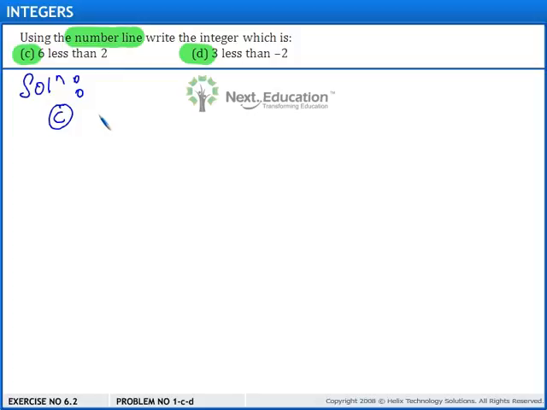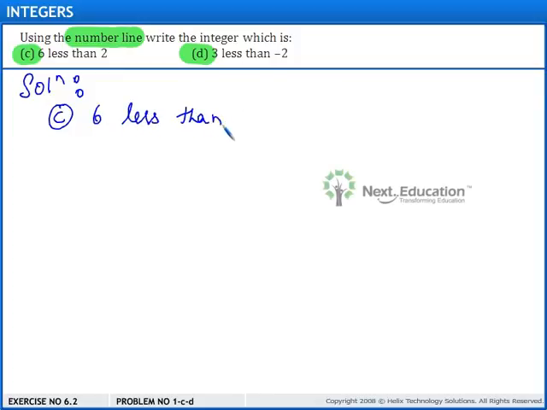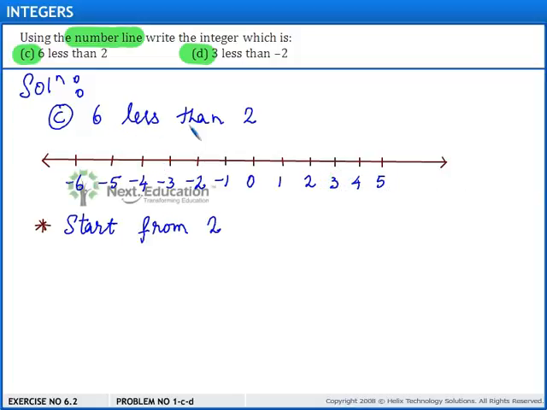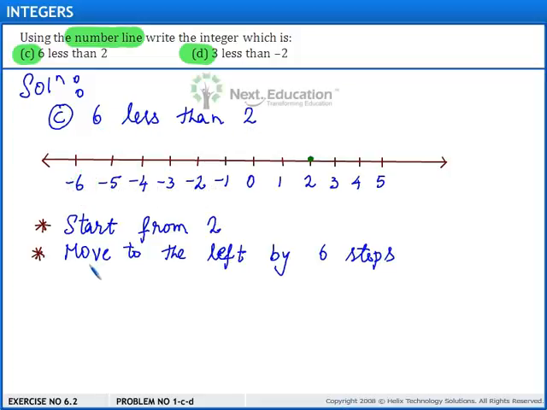Consider the part C. We have 6 less than 2. Let us consider the number line. Now we need to find the integer which is 6 less than 2. For that we need to start from 2. To find 6 less than 2, we need to move to the left by 6 steps. So if it is less than, we need to move to the left, and if it is more than, we need to move toward right.